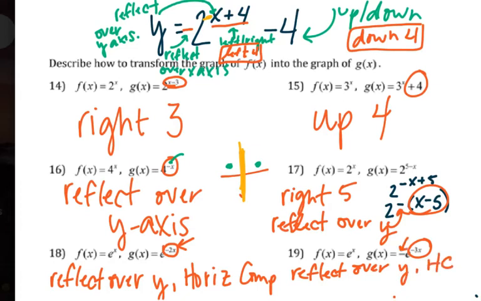There's also a negative in the front, and we said a negative in the front reflects this thing over the x. It's going to reflect over the x-axis. Okay, next page.